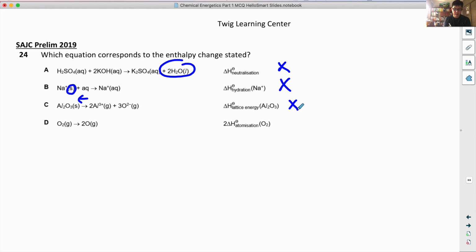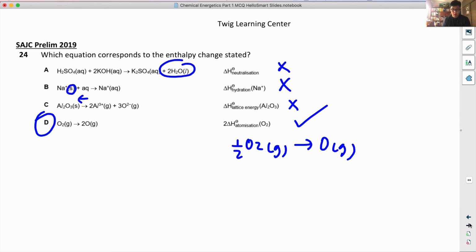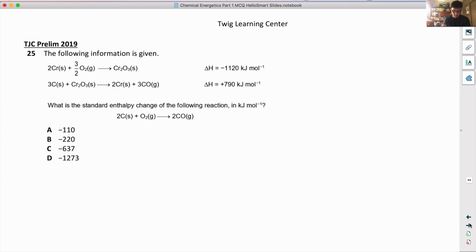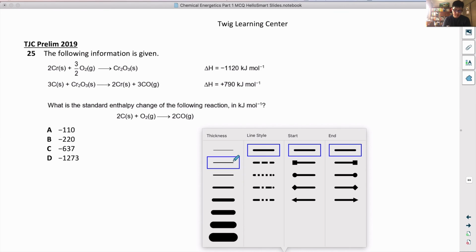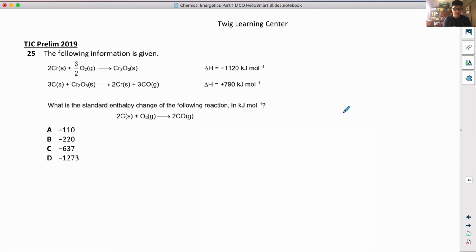This is correct, atomization times 2, because atomization is actually half O2 gas becoming O gas, right? So this is double of that, right? So this is correct. So that's for 24. Okay, next one. Let's work this out. They ask you for the enthalpy change of the following reaction. Like what I said, I always like to start from the most complicated one. I might start from here.